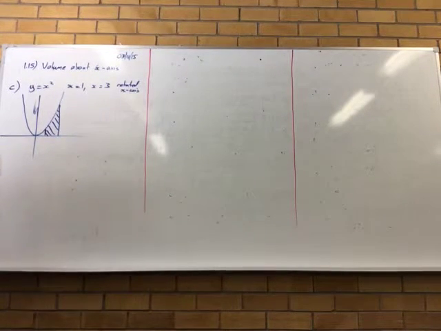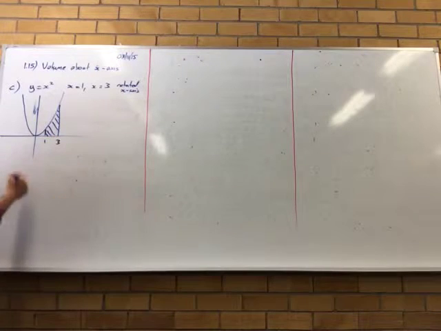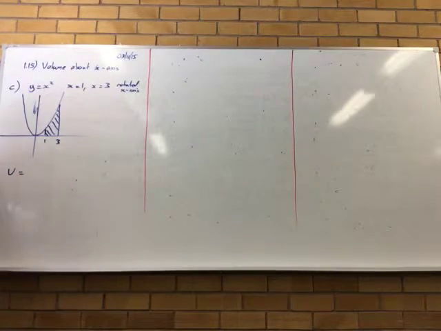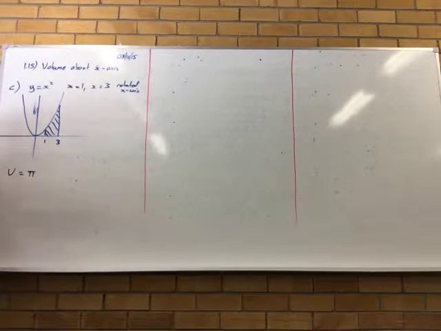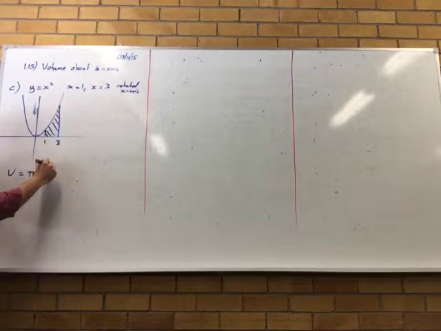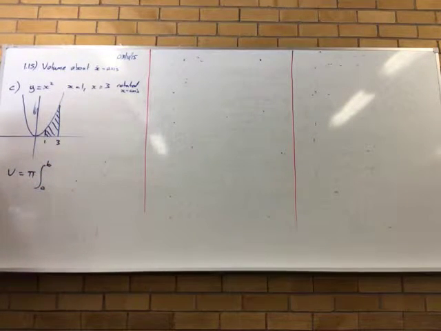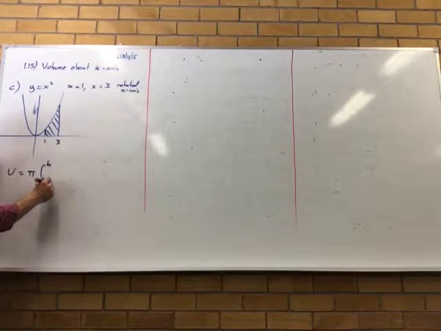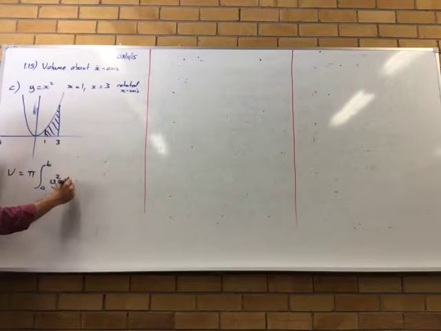So 1 and 3. We need to find the volume. What's the formula again? Pi, yep. Integral from a to b of y squared dx.